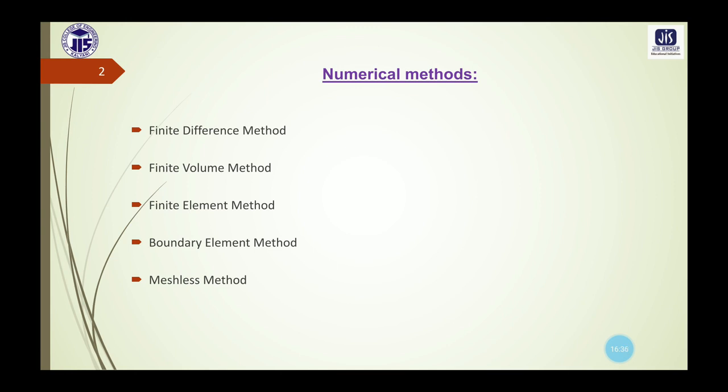But what is the disadvantage of this finite difference method? It is very difficult to use when the shape or the computational domain or the region has curved or irregular boundaries, and it is difficult to write general computer programs based on this finite difference method.